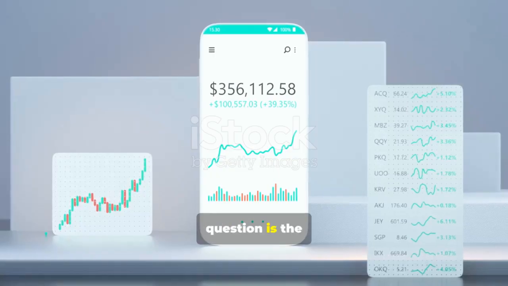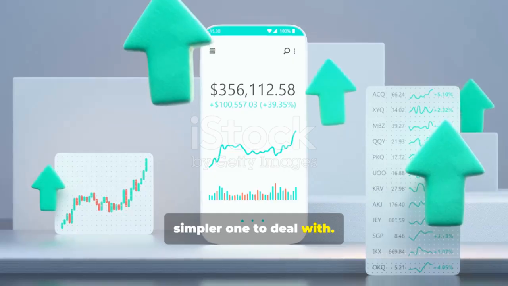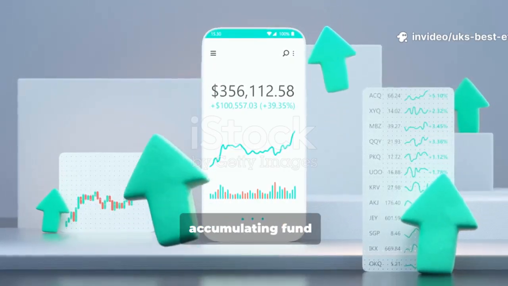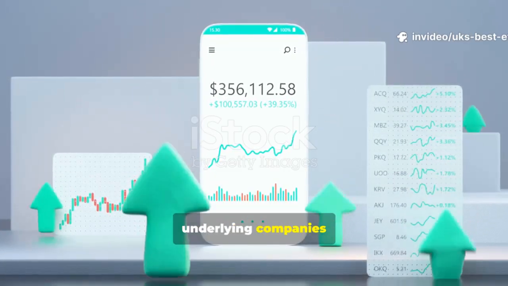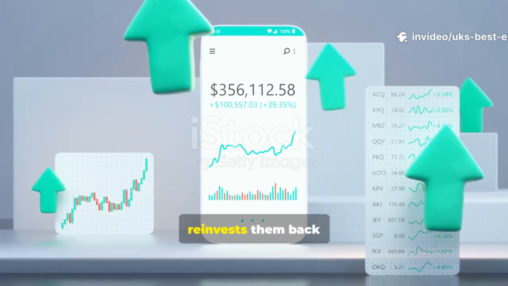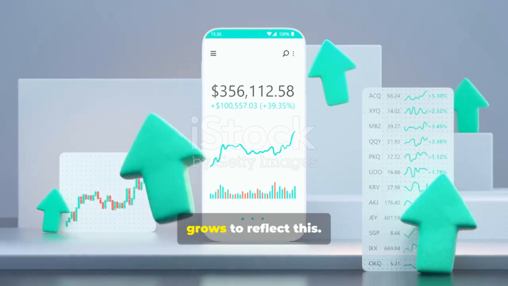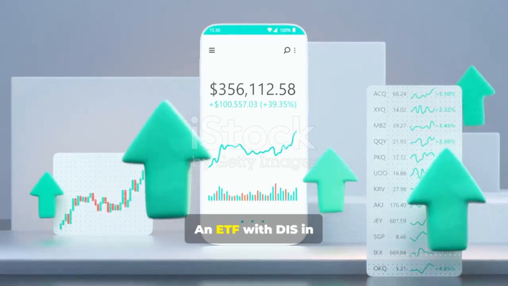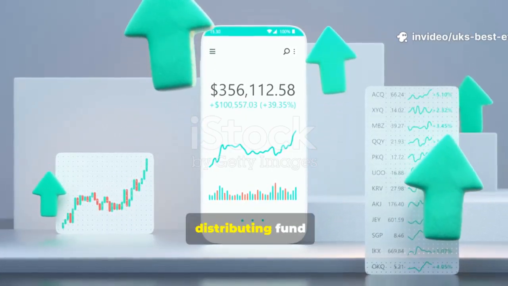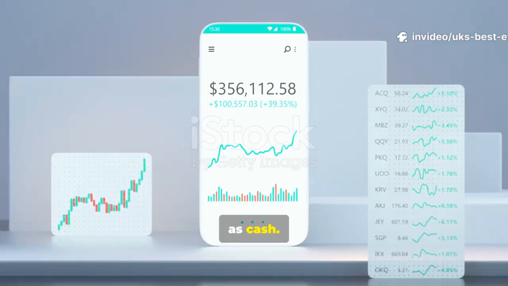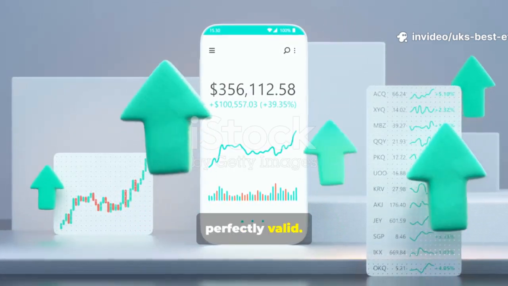The dividend question is the simpler one to deal with. Any fund with the letters ACC in the name is an accumulating fund. It takes whatever dividends the underlying companies pay and automatically reinvests them back into the fund on your behalf. The share price grows to reflect this. An ETF with DIS in the name is a distributing fund. It pays the dividends out to you as cash. Both approaches are perfectly valid.